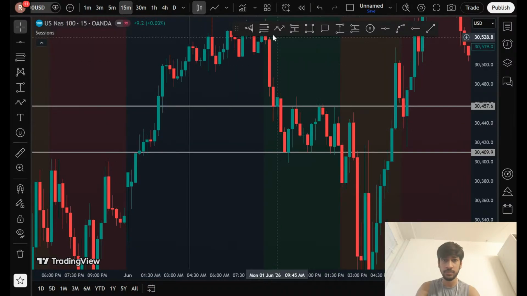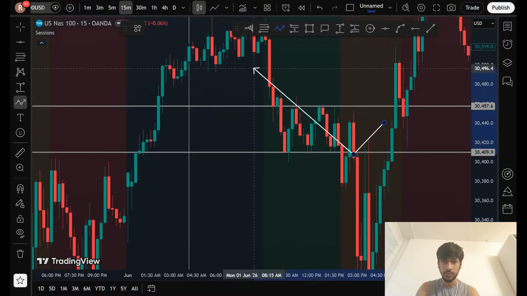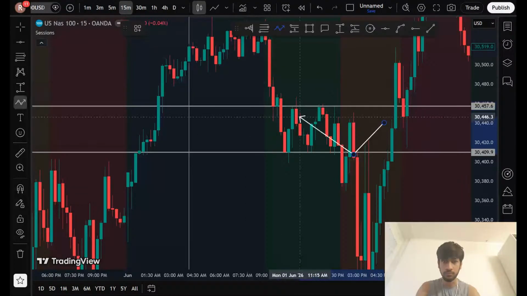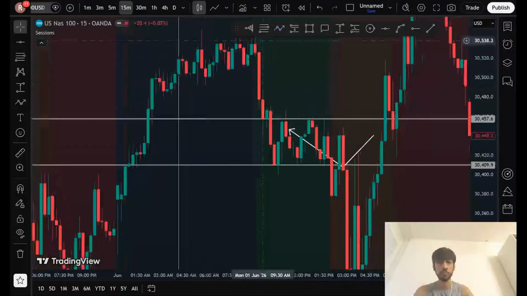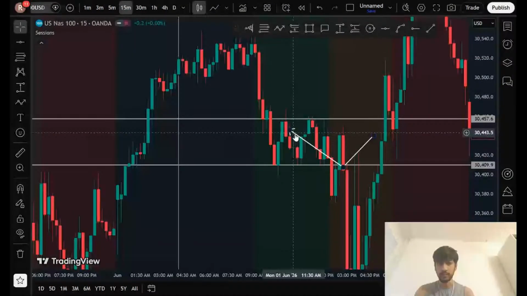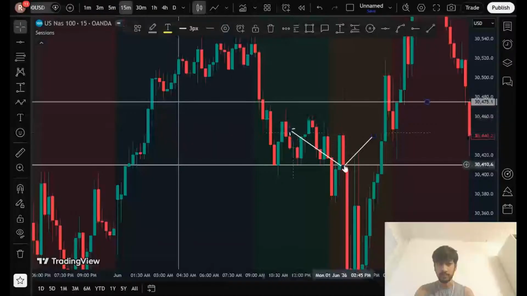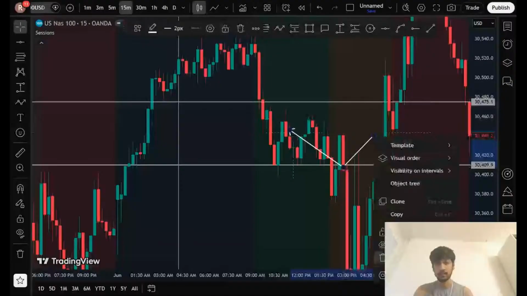It's the same setup as this one. See, this one and this one. It's the same setup. We consolidated, broke below, came above, broke below, came above, we form resistance, we sell. It's simple.